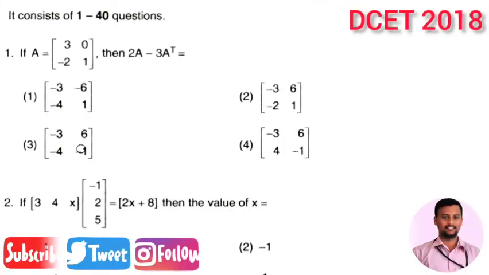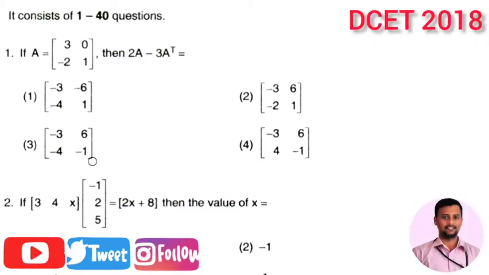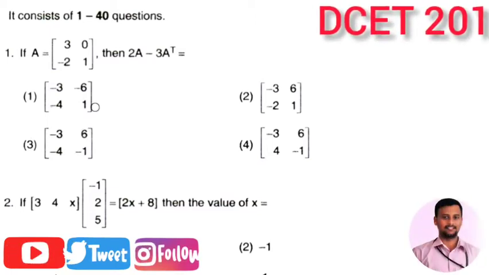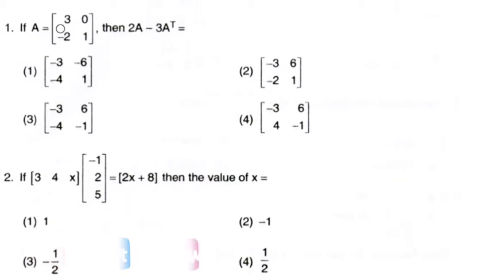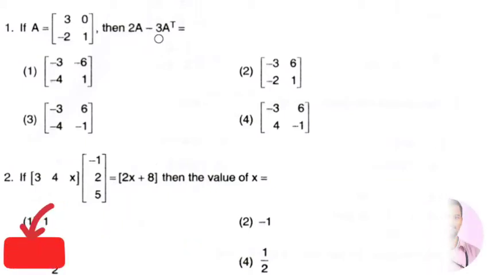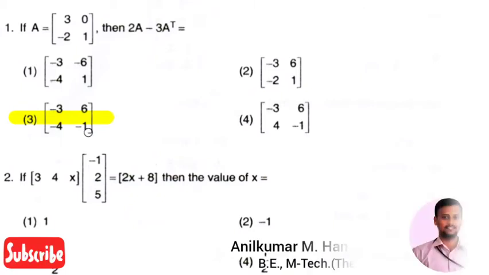Hello my dear students. So today in this video we're going to solve the applied mathematics section of previous DCT examination. And the first question in applied mathematics section is: if a matrix A is equals to 3 0 minus 2 1, then 2A minus 3A transpose will be equals to. The right answer is option 3, that is matrix minus 3 6 minus 4 minus 1.